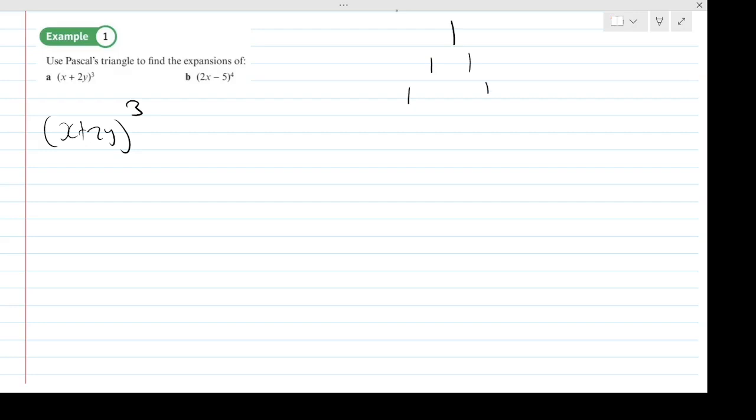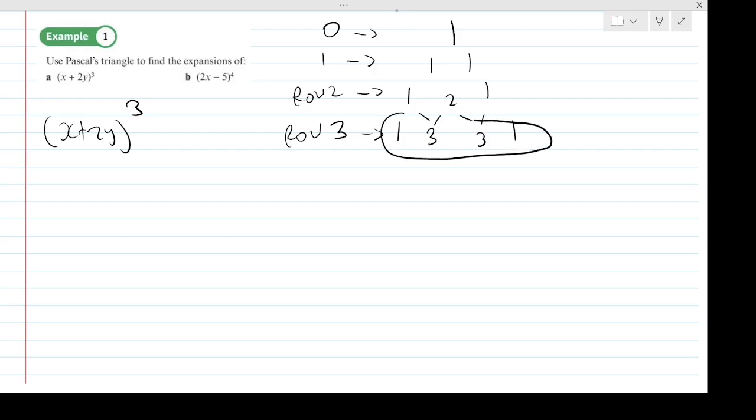Then we go from 1 and 1 here. Now the number in between will be 2, because 1 and 1 gets us 2. So that'll be row 2, because this will be row 1, and that'll be row 0, right? Then the third row, we want the third row, because that's the power we've got. So the third row will be 1, then 1 and 2 will be 3, 2 and 1 will be 3, and then we get 1 at the end. So that is the row we're interested in, because we have a power of 3. That will tell us the coefficients of the terms we expand.